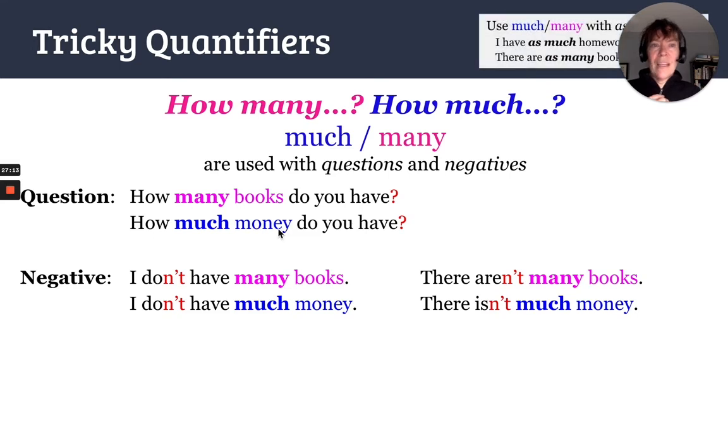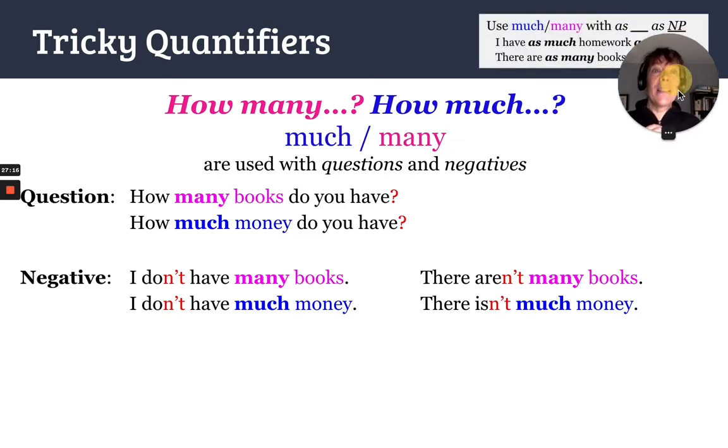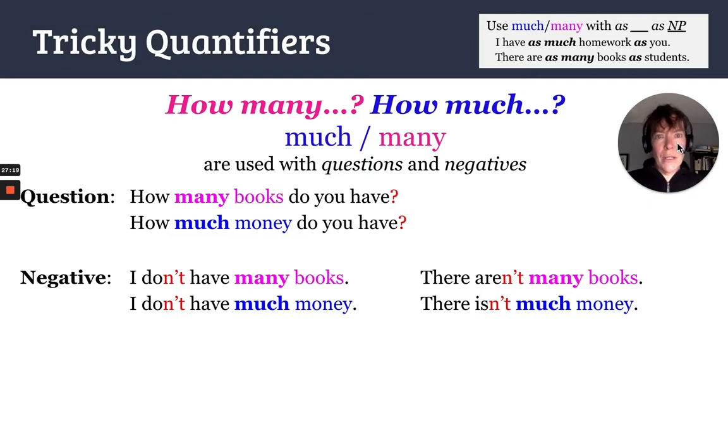Now, here's one little tricky thing. We say that it only goes with questions and negatives, but is that true? Much and many can also be used to compare things. I have as much homework as you. That means the same amount. When we use as much as, it doesn't matter if it's a question, negative, or positive. As much as, as many as, that's okay. But otherwise, remember, much and many, only questions and negatives.